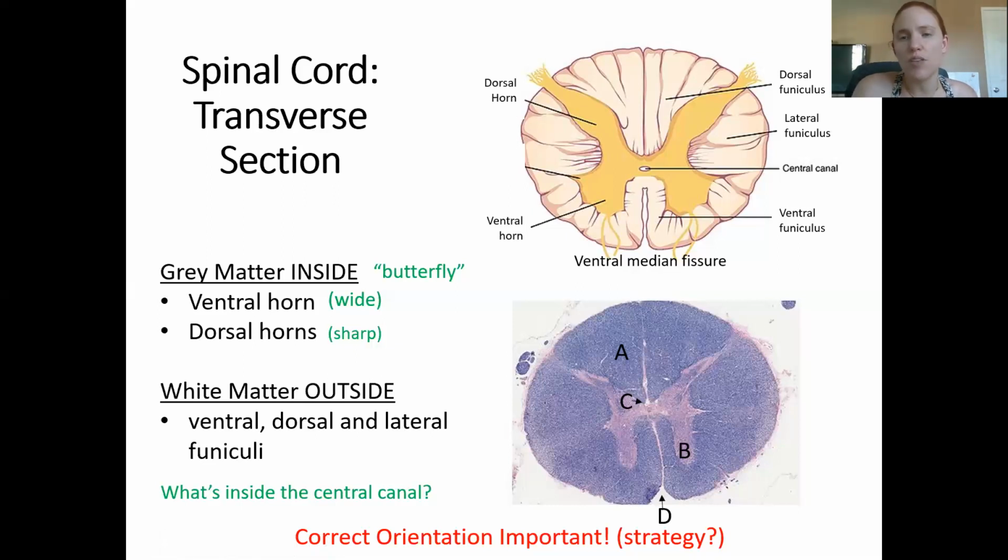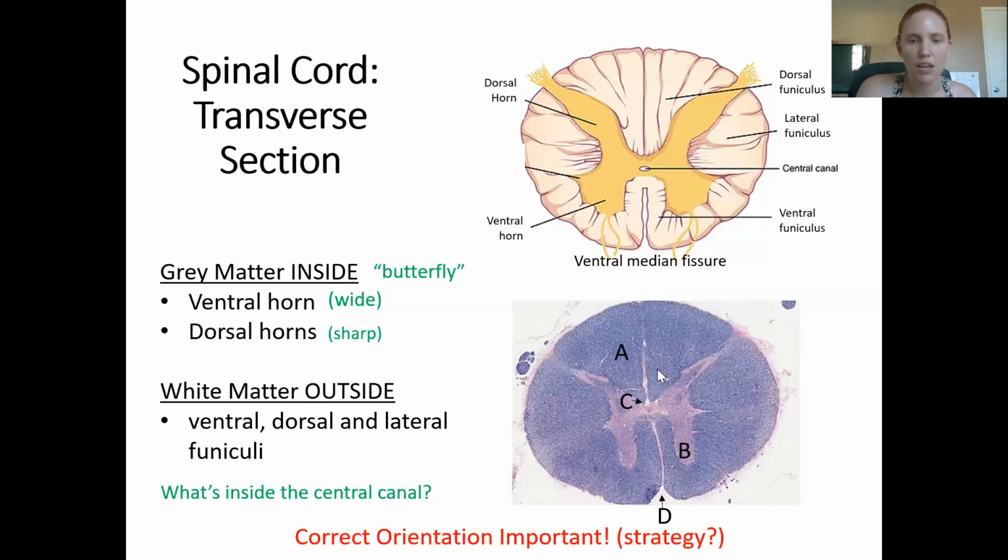And then I just remember that the gray matter is our horns. Now, the white matter is going to be called funiculi. If it's singular, it would be funiculus. So for example, A here would be the dorsal funiculus, one single one. If you're talking about all of them together, the plural version, that would be funiculi. So the white matter are funiculi and the gray matter are horns. And then from there, you just need to orient yourself and put that name in front of it.